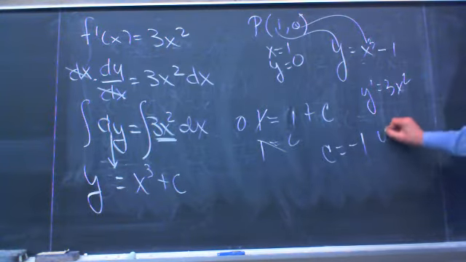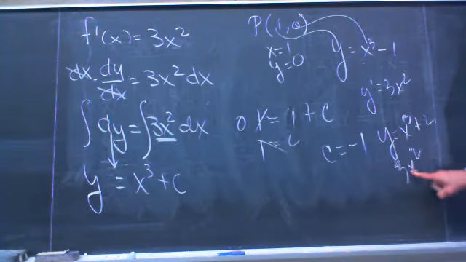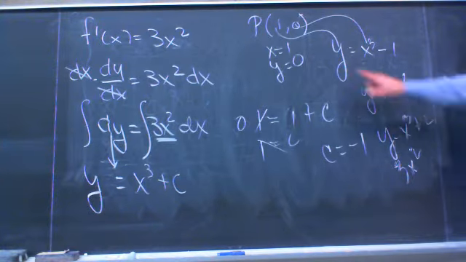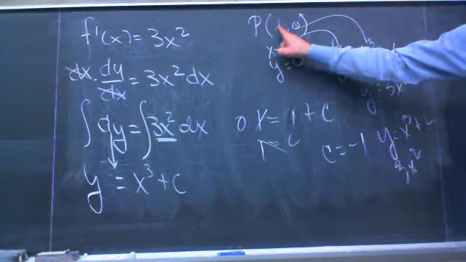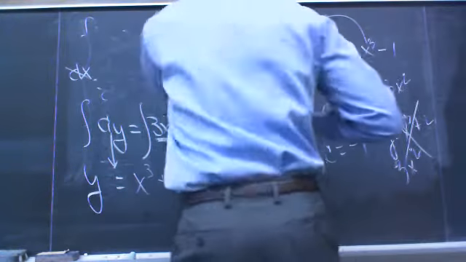So would this be an answer? x cubed plus 2? No, it's not. Its derivative is 3x squared. But does that function satisfy that point? No. So this is not the correct answer. There's only how many now? 1.